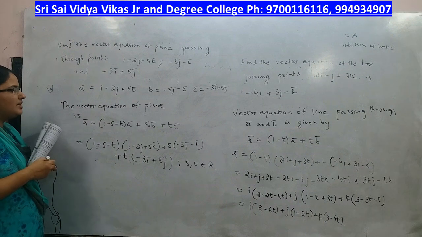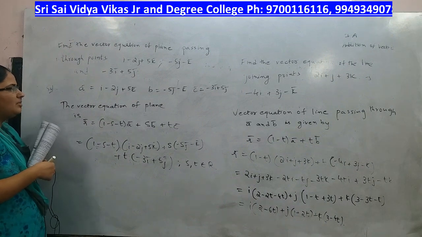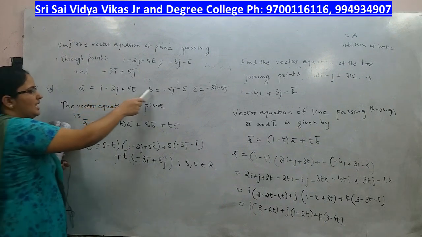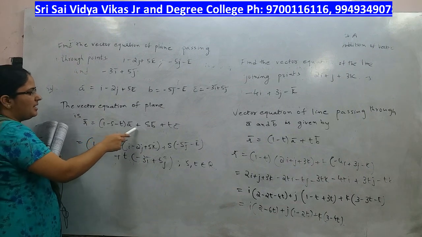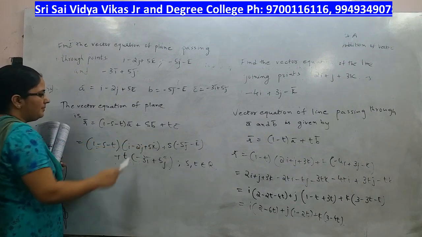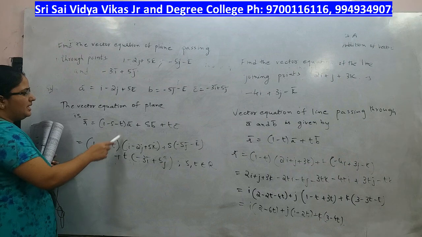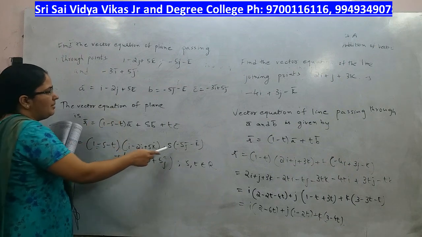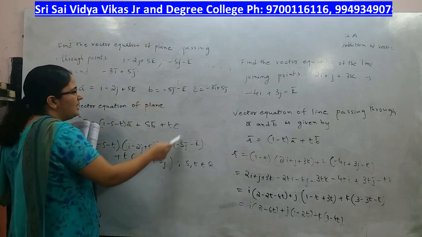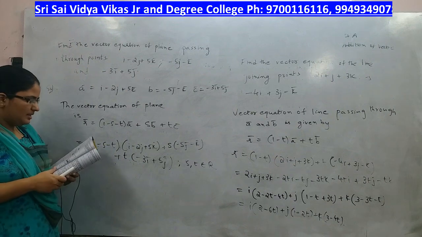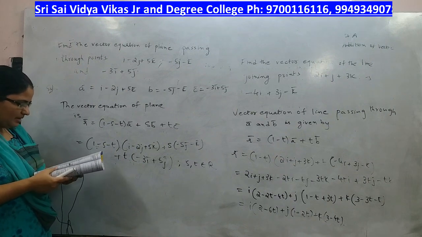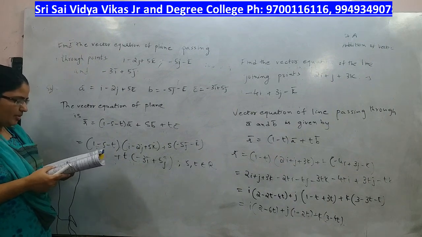So this is the equation of the plane passing through points A, B and C. The equation is (1 minus S minus T) A bar plus S B bar plus T C bar. (1 minus S minus T) A bar is the first one, B bar is the second one, C bar is the third one. Okay, that's about this. Let us discuss one more problem.